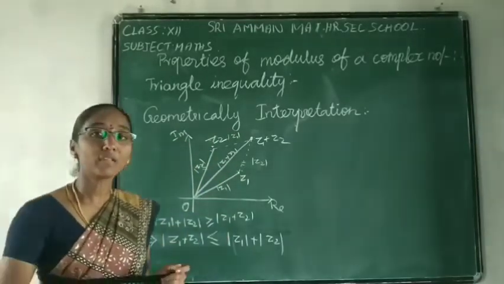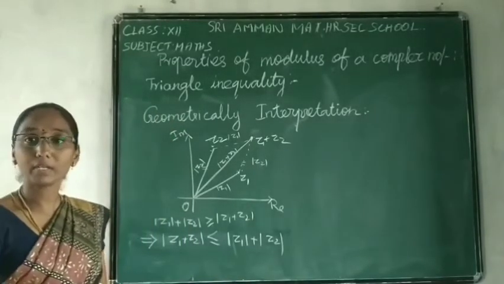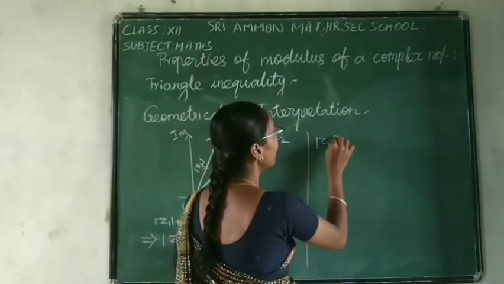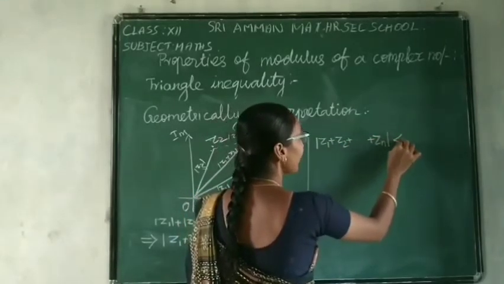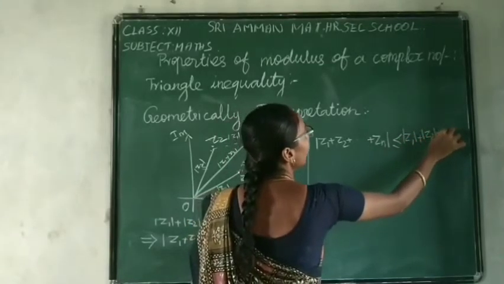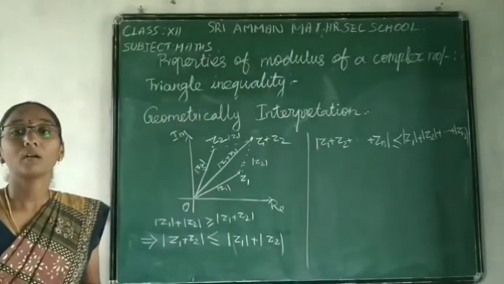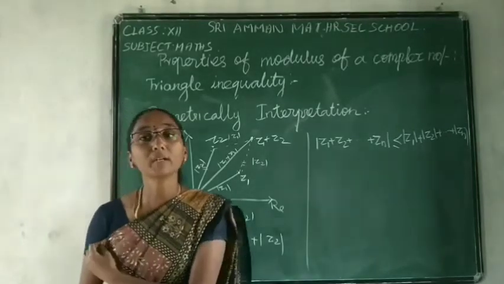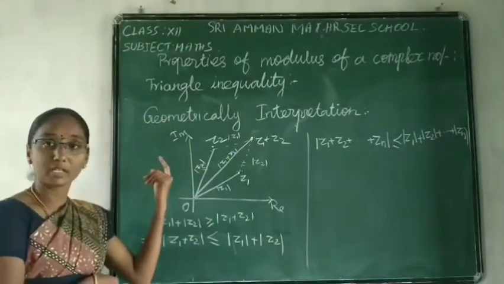Okay. Now, using mathematical induction, we have to prove modulus of Z1 plus Z2 plus up to Zn is less than or equal to modulus of Z1 plus modulus of Z2 plus etc. plus modulus of Zn. Do you understand? I already told you the triangle inequality was proved by which method? Algebraically. Now I have proved it geometrically.